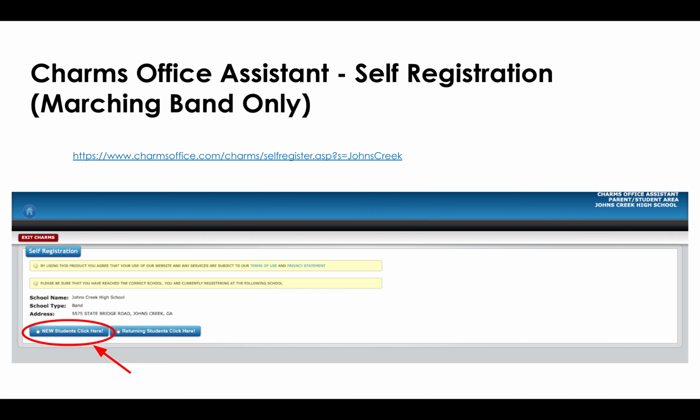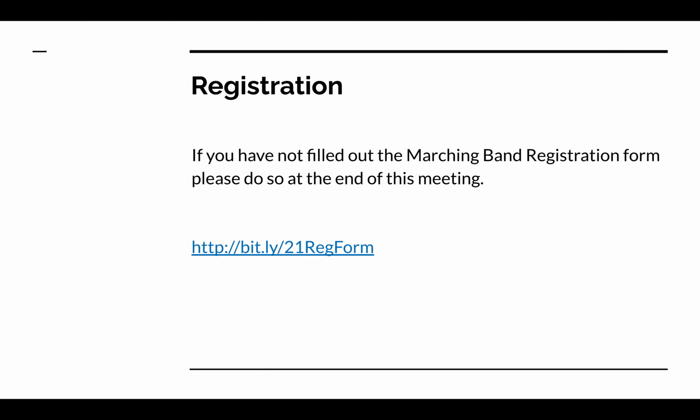You'll be able to enter in your information such as your contact, your address, emails. We definitely want to get your emails and cell phone numbers in there so that we can communicate with you in a quick and efficient manner. So once again, if you have not filled out the marching band registration form, please do so as soon as you can. This is going to be the best way for us to get a hold of you and have contact information to start sending some of these things out.